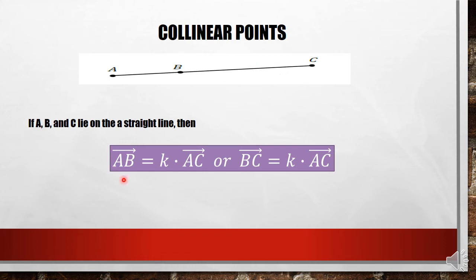That's why vector AB equals k, a scalar, multiplied by vector AC, or vector BC equals k multiplied by vector AC. This is how to prove whether 3 points are collinear, or on the same straight line, or not.